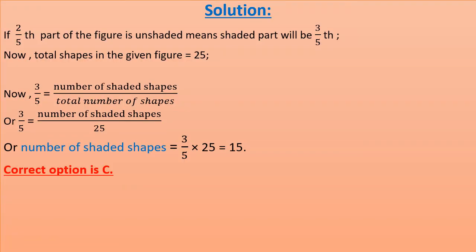If 2/5 part of the figure is unshaded, means shaded part will be 3/5 of the figure. So now total shapes of the given figure is 25. So as per question, 3 by 5 is equals to number of shaded shapes upon total number of shapes. So number of shaded shapes will be equals to 3 by 5 into 25 equals to 15. So correct option is C.